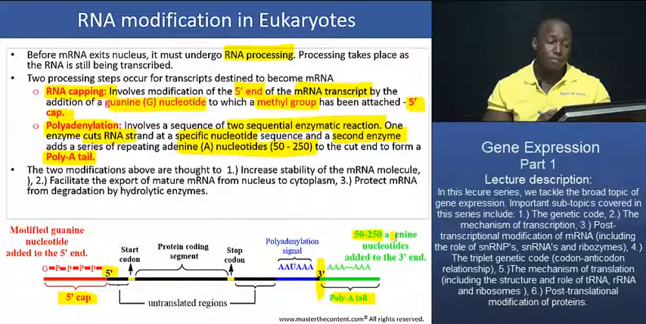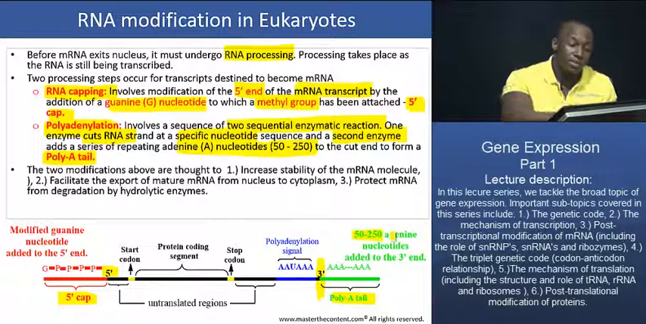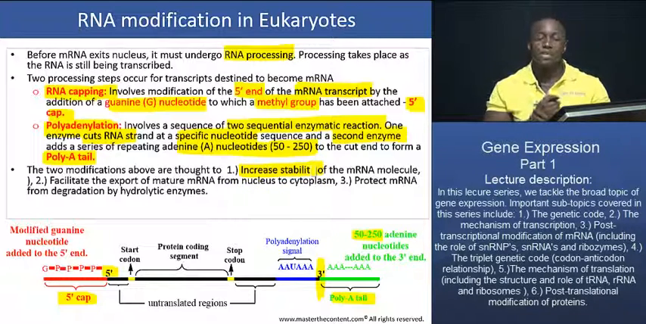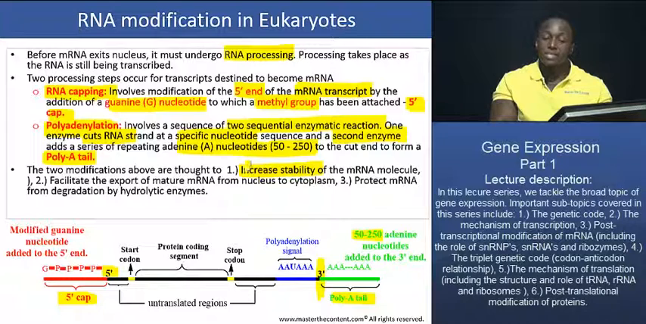Now, these modifications don't happen for no reason. They obviously have a function. We're processing mRNA because we need it to be in a different form before it can be utilized. What these modifications are thought to do is, one, increase the stability of the mRNA molecule. Remember, you're dealing with what can be a very volatile environment for macromolecules inside cells. So these structural changes increase the stability of that mRNA molecule.